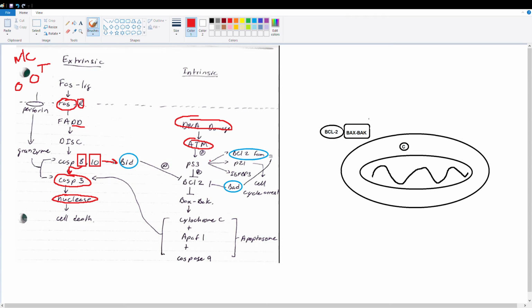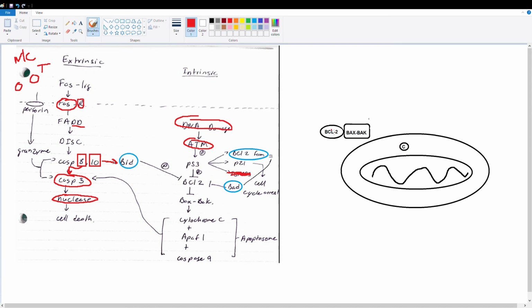P53 has a lot of actions, so it's going to activate BCL2 family proteins, P21, which is involved in cell cycle arrest, and IGF-BP3, which I don't think is that important, so we're just going to skip over that one. Okay, so P53 is then going to go and inhibit BCL2. Let's talk about BCL2 for a second because it's an important pathway to know.